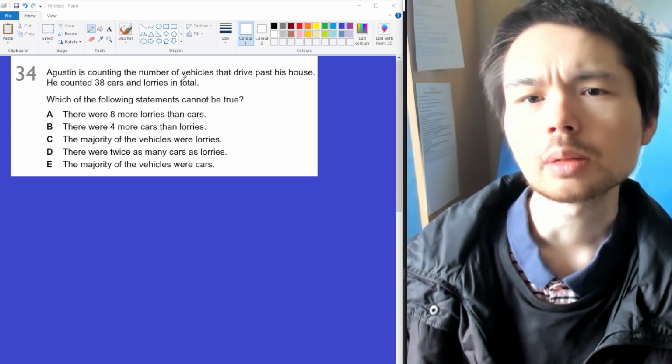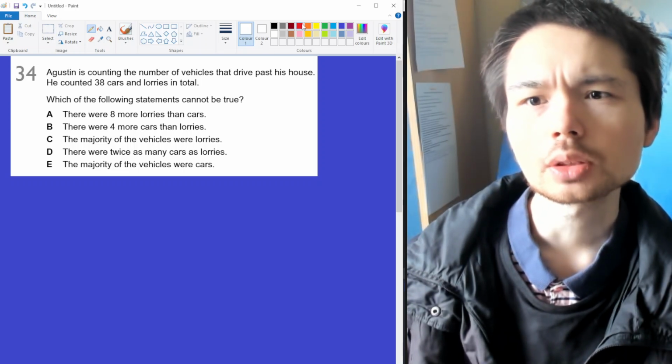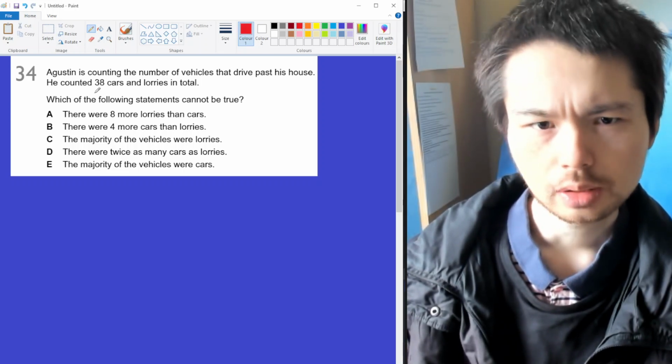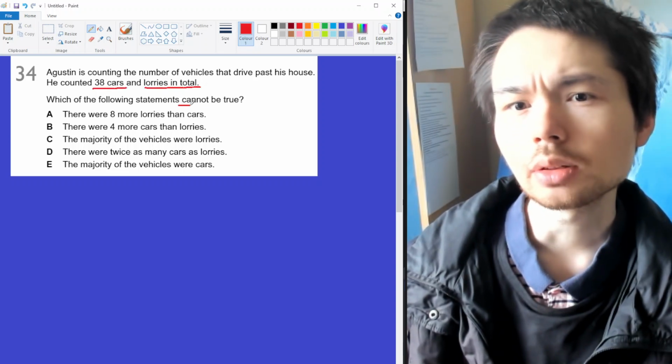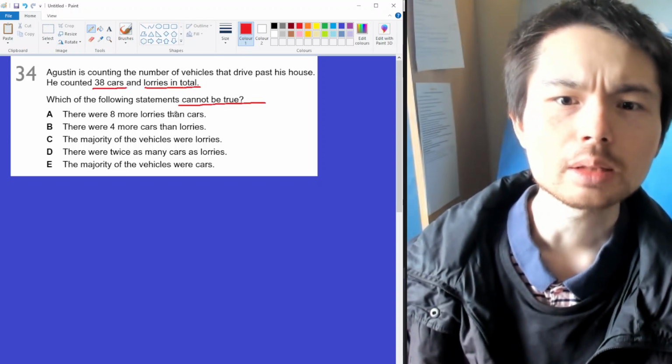Augustine is counting the number of vehicles that pass his house. 38 cars and lorries in total. Which of the following cannot be true? A. There were 8 more lorries than cars.